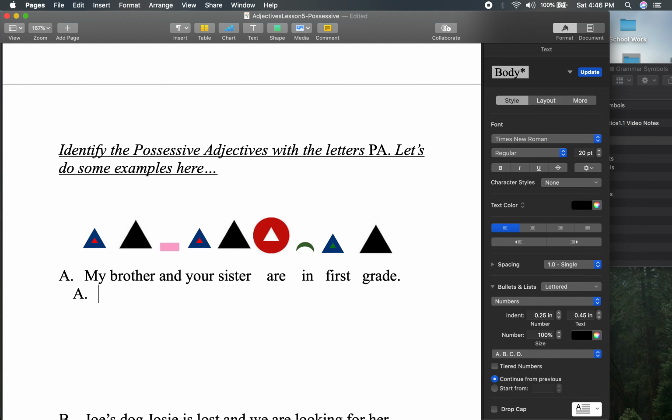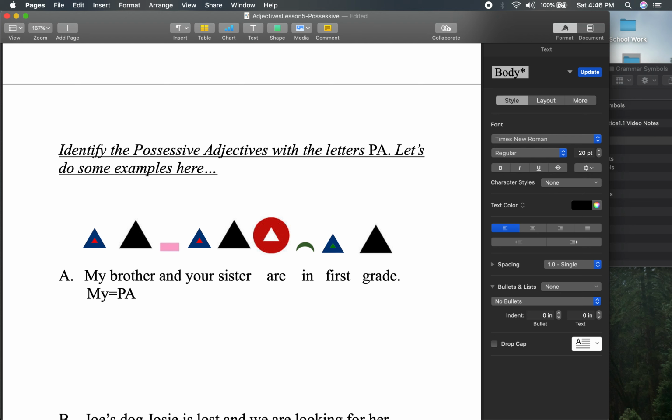Let's go ahead and do the identification. My equals possessive adjective. And at this point, we're going to drop the entire predicate adjective, attributive adjective. That was a very basic lesson. Now we're getting nitty gritty here. Possessive adjective, your possessive adjective, and first numeral adjective. Okay, so my brother and your sister are in first grade.